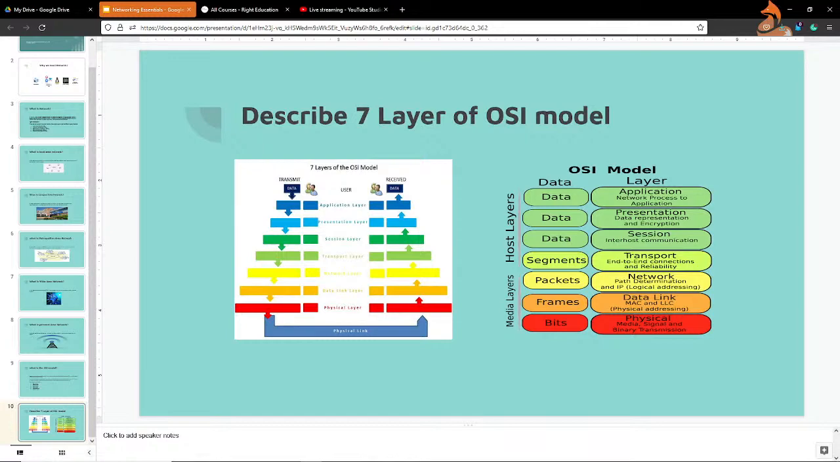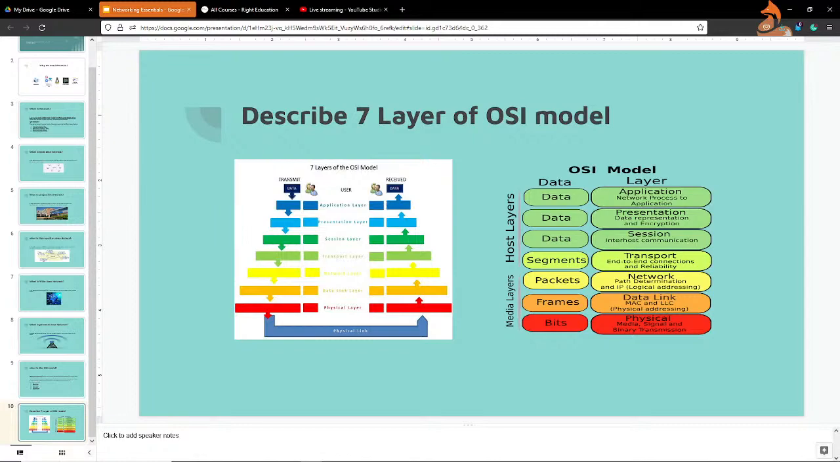As you can see here, the 7 layers of the OSI model transmit and receive. If a sender wants to send something, the layers start from the application layer. Means if I want to send any data, my data first comes through the application layer. But if I am the receiver, my data flow starts from the physical layer.